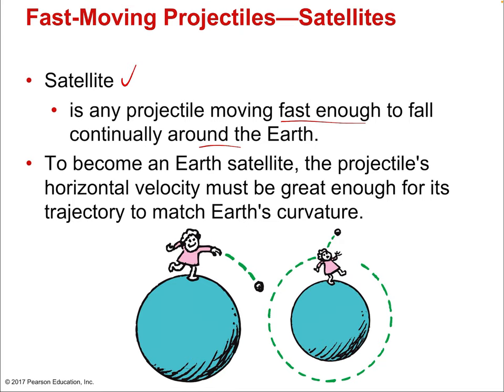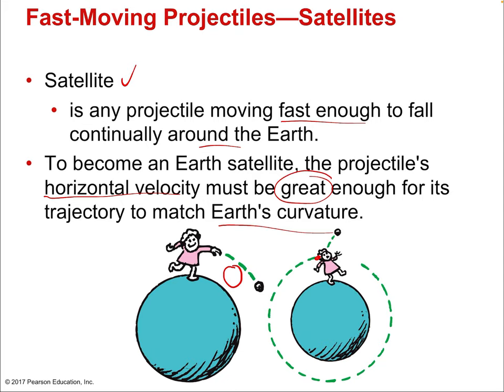To become an Earth satellite, the projectile's horizontal velocity must be so great that its trajectory matches Earth's curvature. We saw those curved paths; projectiles curve down. Well, if they have a very, very large horizontal velocity, they still curve down, but so does the ground below them. See, this large girl throws a ball so fast, on a small planet, that it curves down, but the curve matches the curve of the planet underneath her feet. So the ball goes all the way around and comes back and hits her in the back of the head, because she created a satellite.